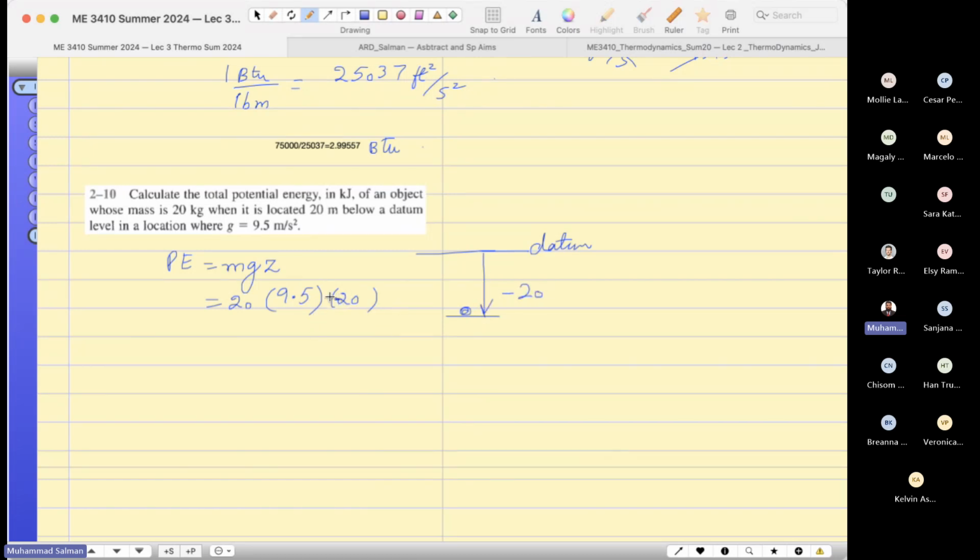You are losing when you have a negative sign. When the object is below the datum line, then you are losing potential energy. When the object is above the datum line, you are increasing the potential energy. And then this energy is divided by 1,000 to convert it into kilojoules. So you get negative 3.8 kilojoules. Okay, guys, this is the complete potential energy.